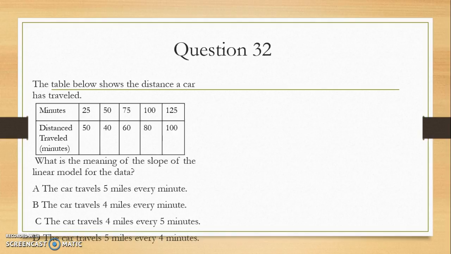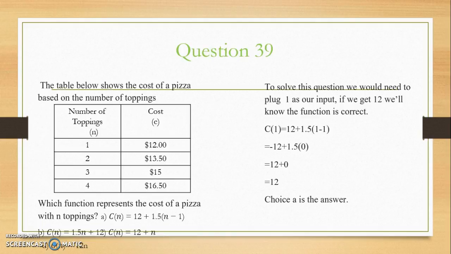Question 32. The table below shows the distance a car has traveled. What is the meaning of the slope of a linear model for the data? The answer will be C. The table below shows the cost of a pizza based on the number of toppings. To solve this question, we need to plug in 1 as our input. If we get 12, we'll know the function is correct. So when you do that, you get 12, so the correct answer is A.